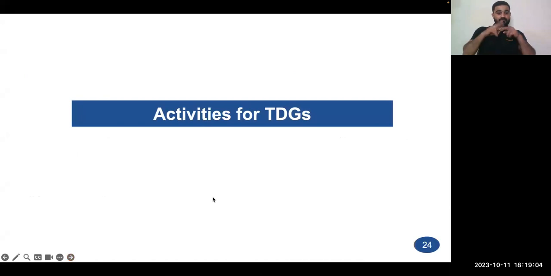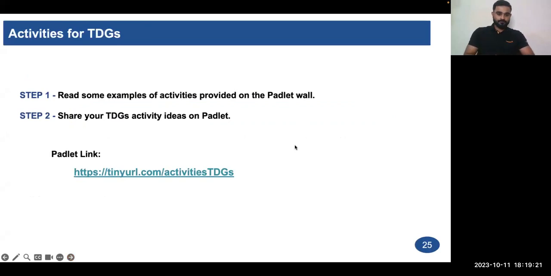Finally, the most important part, now you have got an idea about how to start, form, sustain, and evaluate the group. Now there may be a question in your mind: what activities will be there in the TDGs? For this, I have added some examples of activities on the Padlet wall. You have to share your ideas, because I know you have lots of ideas. I'm not an expert, but everyone can collectively brainstorm.